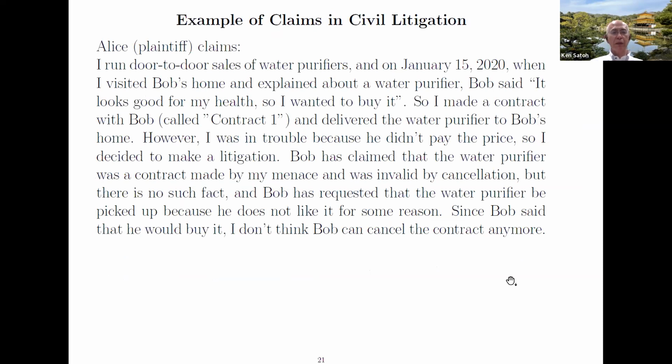There is plaintiff Alice and the defendant Bob, and Alice claims as follows. I ran door-to-door sales of water purifiers. On January 15th, 2020, I visited Bob's home and explained about the water purifier, and Bob said that he would like to buy it. So I made a contract with Bob and delivered the water purifier. However, Bob didn't pay the price.